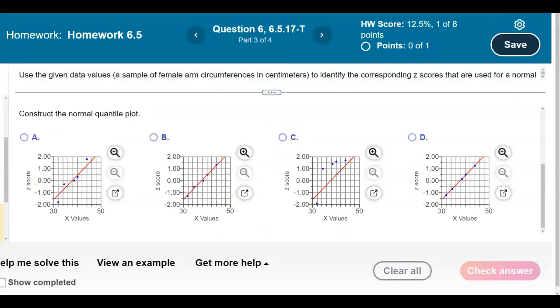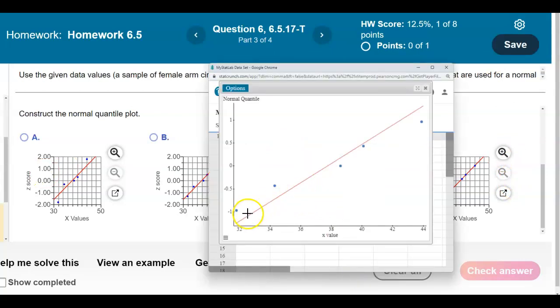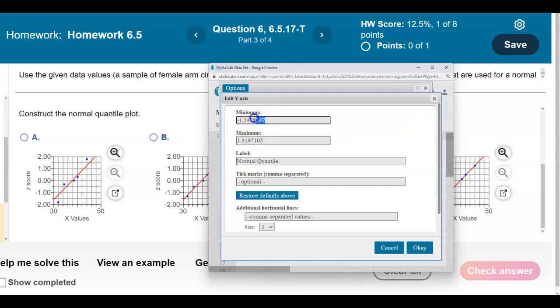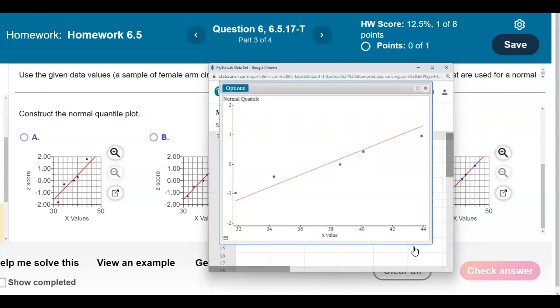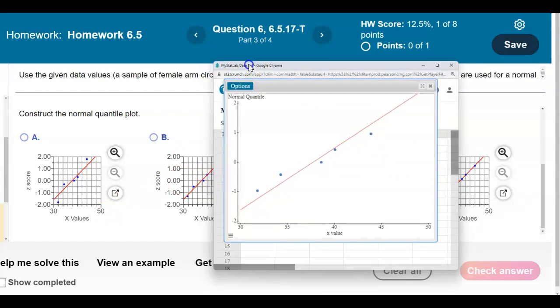Now we want to construct the normal quantile plot, which we already have. So we want to compare this. If you notice here, the y-axis goes from 2 to -2, so let's make sure our y-axis has a minimum of -2 and a maximum of +2. Then the x-axis goes from a minimum of 30 to a maximum of 50, just so that our graphs are going to match exactly what we want to look at.